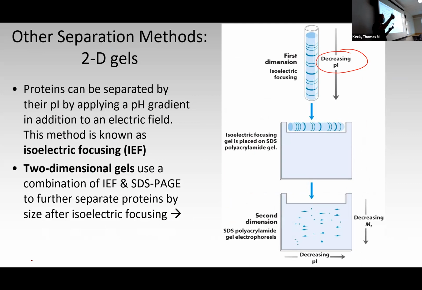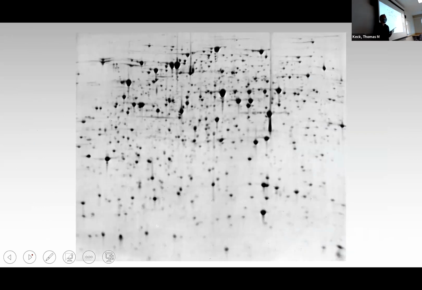So you can separate proteins in 2 dimensions by their native charge, essentially, right? What is their isoelectric point, and then by size. And that can produce what we call 2D gels, where you have PI and size as the 2 separating features. And actually, here's an example of what those can look like.